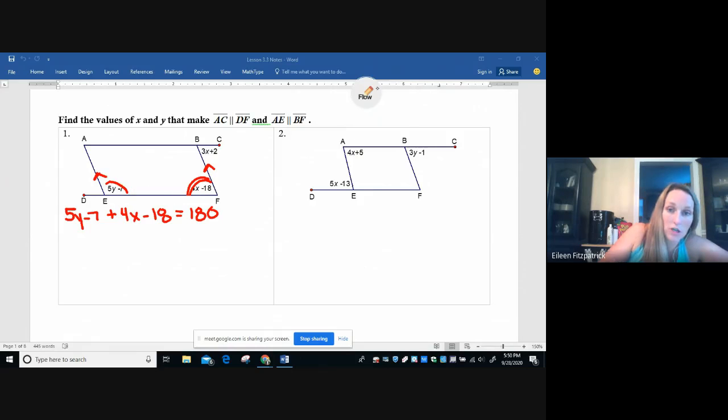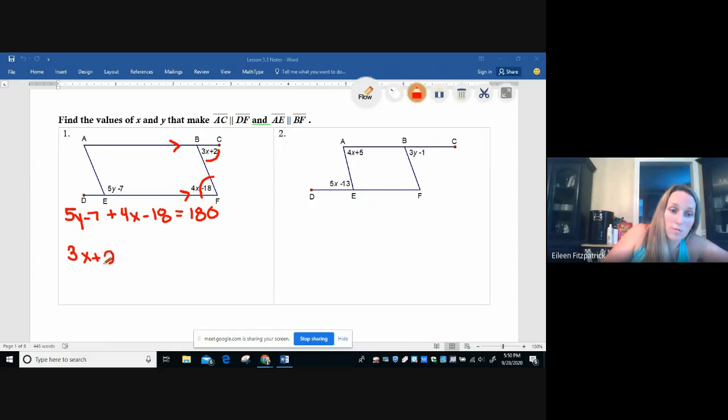So that's one equation. Now, as you're looking at that equation, if you're thinking, well, I can't solve that because there's both x's and y's, you are correct. So we have to look for another relationship. If this line was parallel to this one, what would have to be true about this angle and this one? They'd have to be, sorry, not same side, alternate interior angles, which would have to be congruent. So you can set them equal to each other.